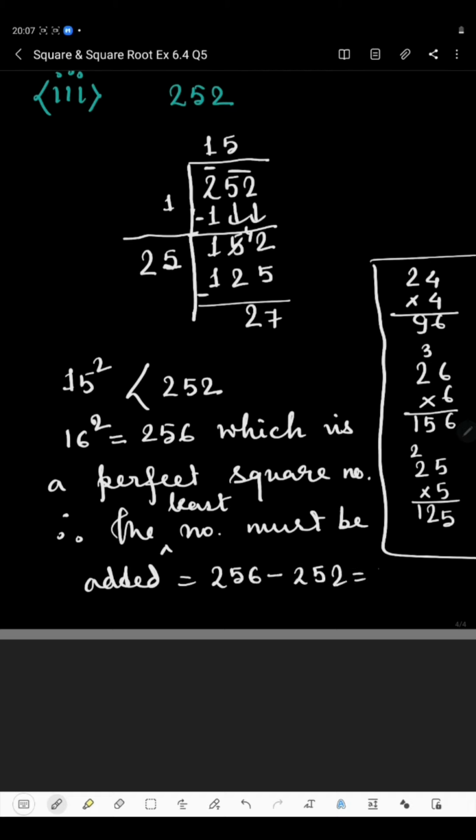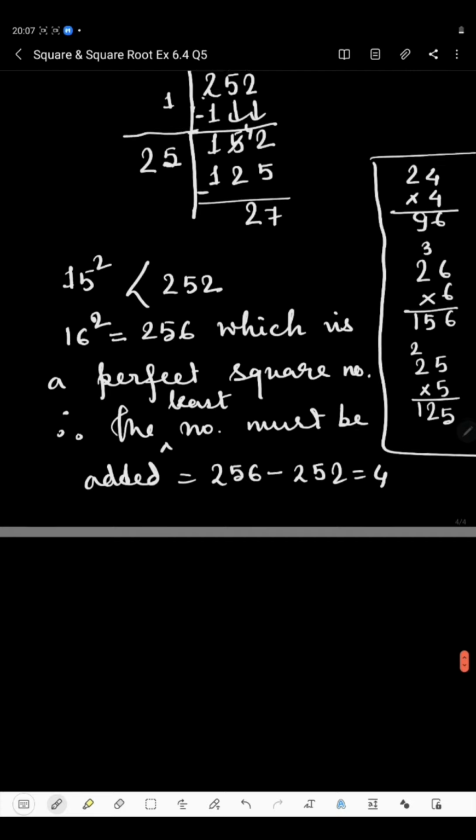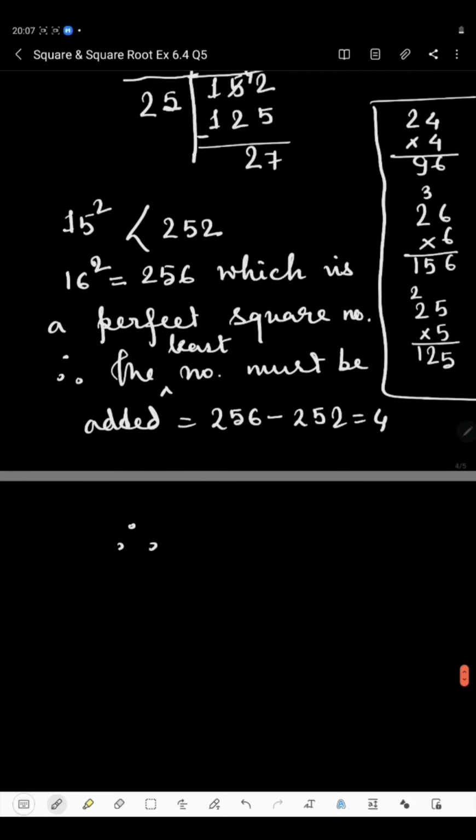So we have got 4. This 4 is to be added to this number to get a perfect square number. Now in the next part we will have to find the square root of the perfect square number we have obtained. We have obtained the perfect square number, which is 256, and the square root of 256 is 16, because 16 squared is 256. So the square root of 256 will be 16. This is the answer of the second part.